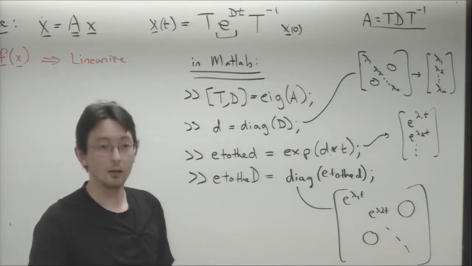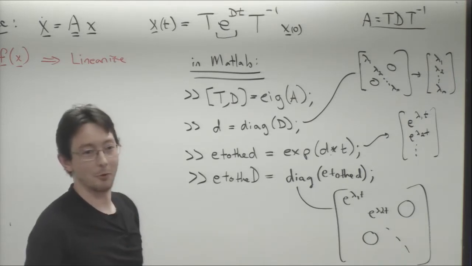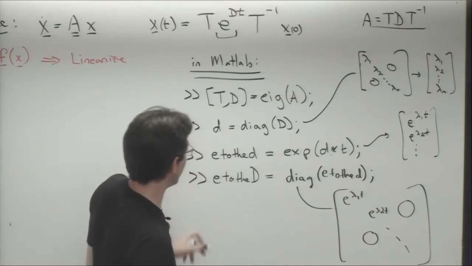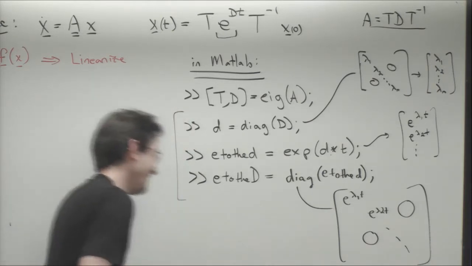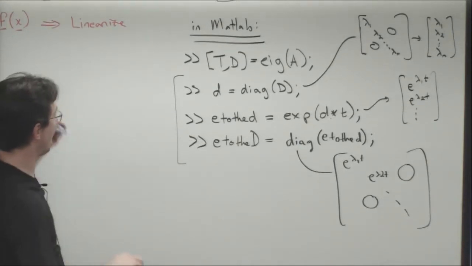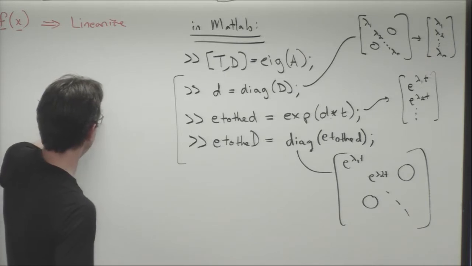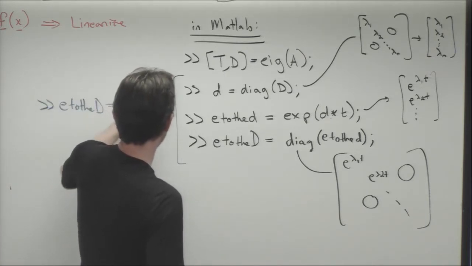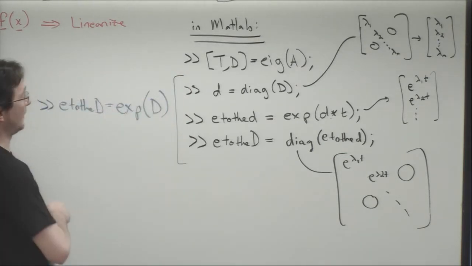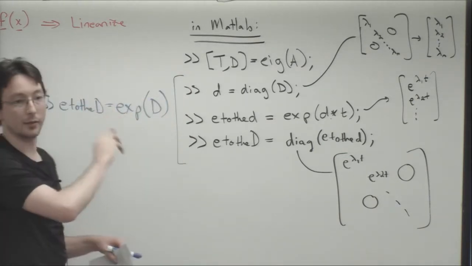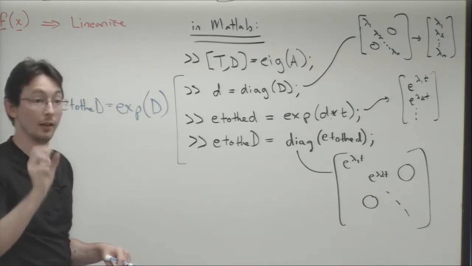Pretty sure that exponential function will just do a termwise for a matrix too. Yeah, that's a good point. That's a really, really good point. So what we could do is a lot simpler: just say e to the d equals exp of d. That's right, because if I just give exp a matrix or an array or a vector, it will always take the exponential of every single element of that.